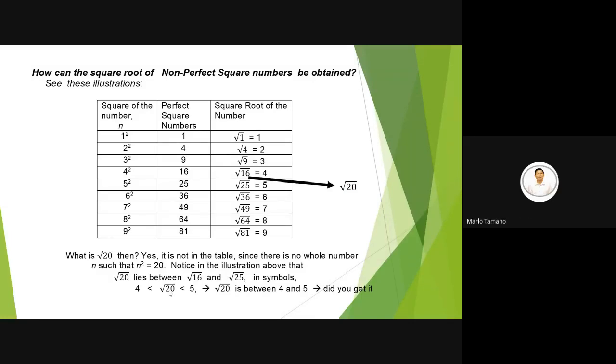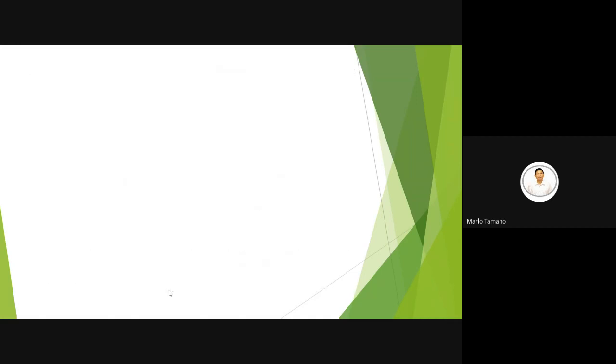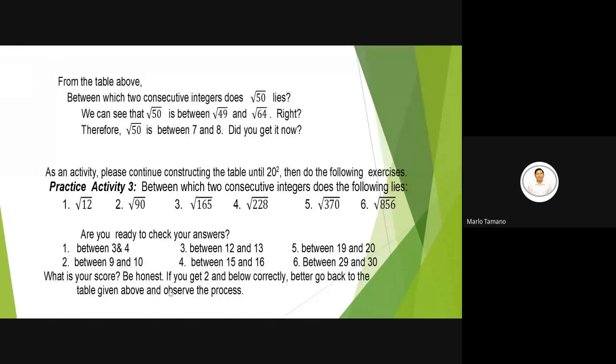Okay, so back to our example kanina. From the table above, between which two consecutive integers does the square root of 50 lie? We can see that the square root of 50 is between the square root of 49 and the square root of 64. Is that correct? Therefore, the square root of 50 is between 7 and 8.